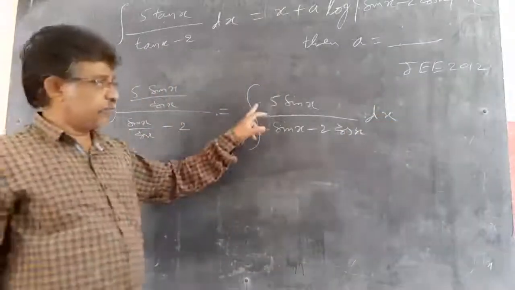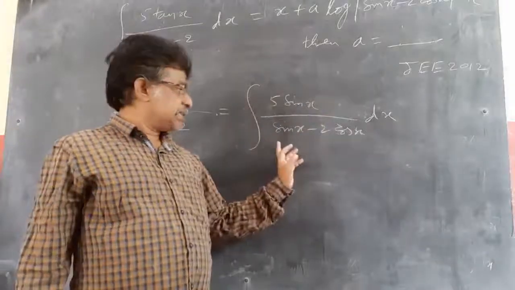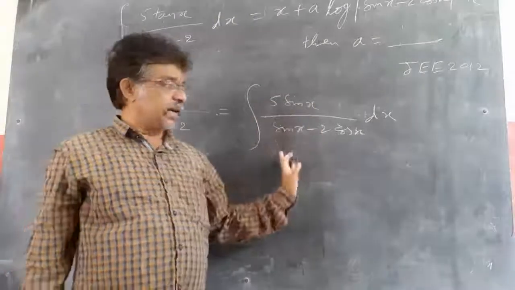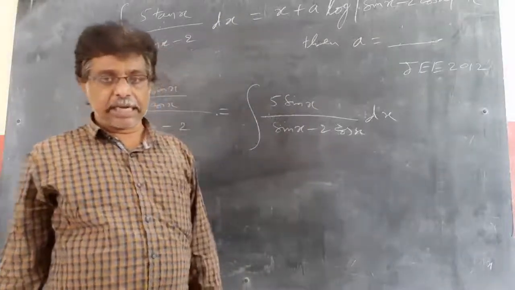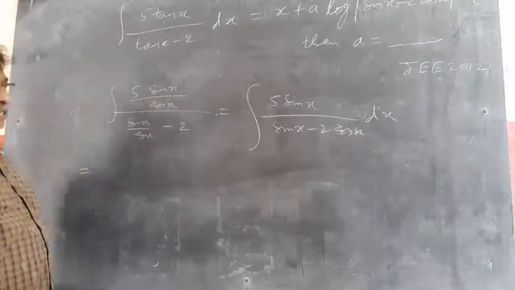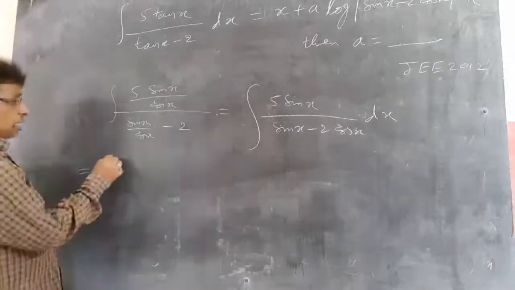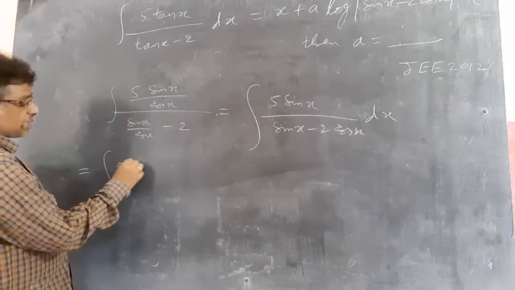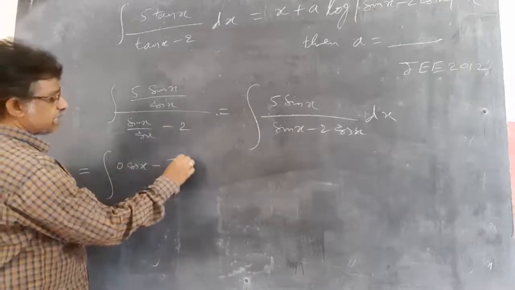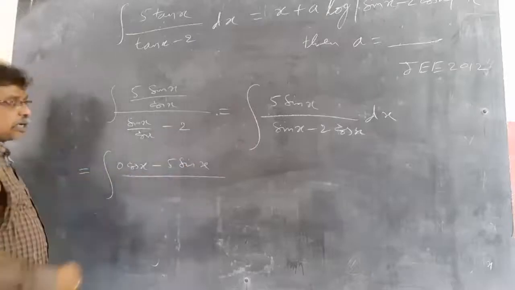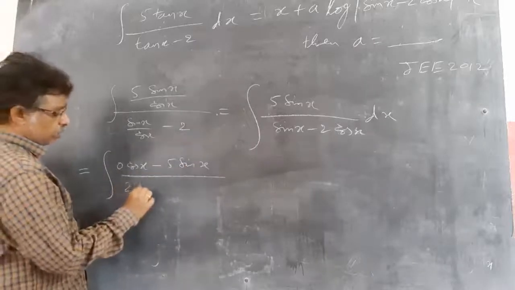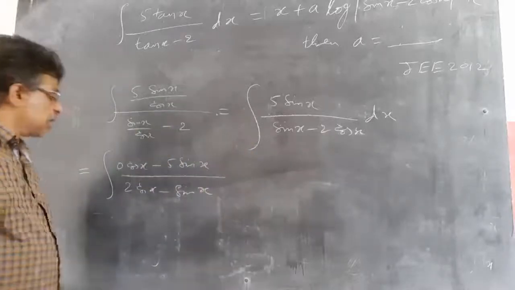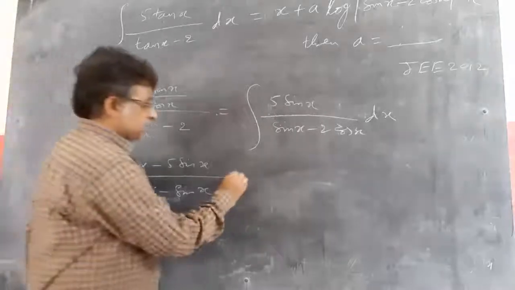Now it is converted into the form of a sin x plus b cos x by c cos x plus d sin x method. Means numerator equal to a into d by dx of denominator plus b into denominator. I will reconstruct this like this: 0 into cos x minus 5 sin x by 2 cos x minus sin x. Means I took minus common in the denominator and gave it to the numerator. I am writing cos x plus sin x because I told you a shortcut.